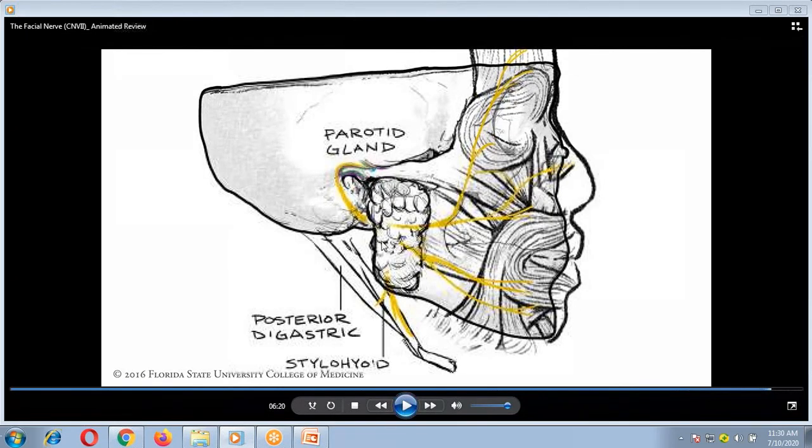As I have already told, it passes in between the superficial lobe and deep lobe, and it does not supply the parotid gland. The parotid gland is supplied through the otic ganglion, that is, from the inferior salivary nucleus, and then it goes to the otic ganglion. So the ninth cranial nerve is related to the parotid gland, not the seventh cranial nerve.